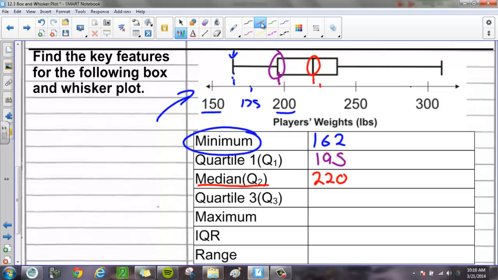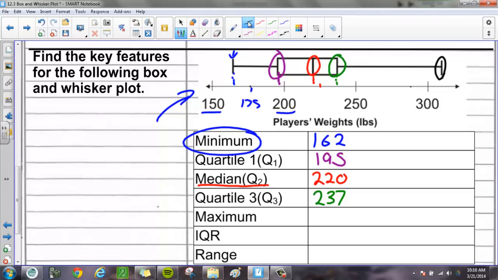And then let's do this one. This is the quartile 3, or the upper quartile. And that one, if we work our way down, we got between 225 and 250, probably right in the middle. So we'll add 12.5 to 225, so about 237. 237, right there.